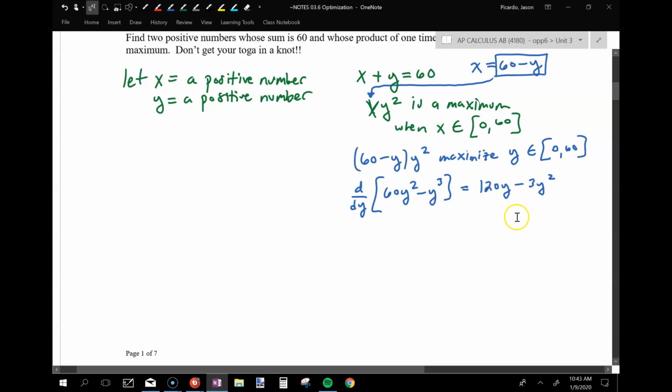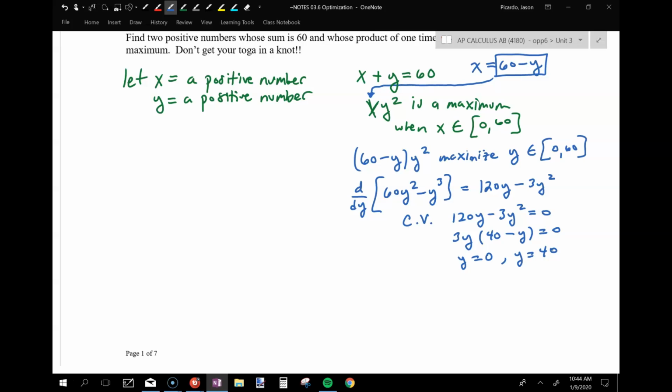So what do I want to know about the derivative? I want to know the critical values. And what are critical values? Where a derivative equals 0 or does not exist, right? So the critical values are going to be where this equals 0, right? What is that? 40 minus y. So I have two critical values. I have a critical value of 0 and a critical value of 40. Agreed? All right.